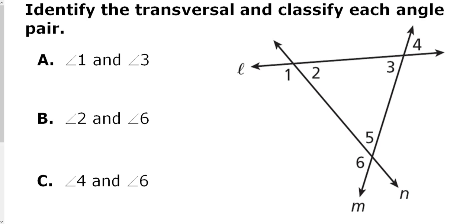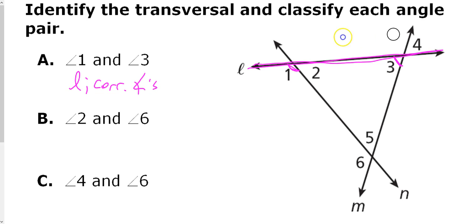Identify the transversal and classify each angle pair. So when we talk about angle 1 and angle 3, angle 1 is here, angle 3 is here. The transversal has to touch both those angles. So my transversal has to be line L. And if my transversal is line L, then angle 1 and angle 3 are corresponding angles. And that's how we abbreviate corresponding angles.